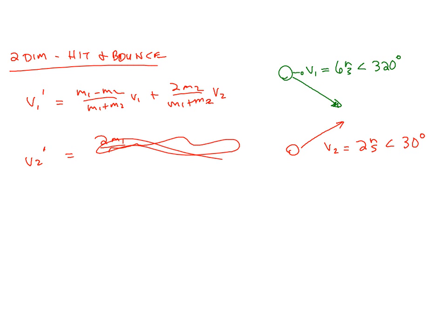Okay? Which means that when I do this in 2 dimensions, I've got to do it twice. I got to do the whole thing twice. So when I've got all these parts, I'm really going to have v1x prime and v2x prime, right? I'm going to have to do all that. And then I also want to do v1y prime and v2y prime.